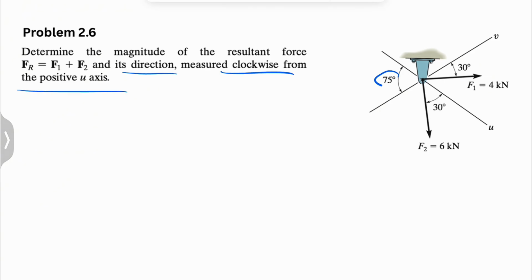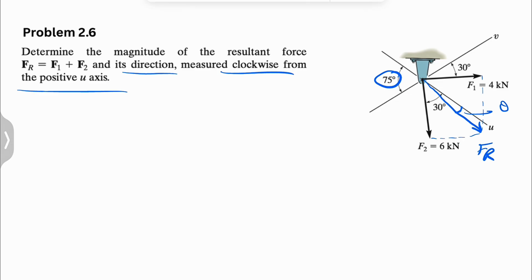The angle between these two axes is 75 degrees, and we are asked to find the resultant, so we're going to use the parallelogram rule to find the resultant, which will be something like this. The question is telling us to call it Fr, so we need to find the direction that this Fr makes clockwise from the u-axis. This is going to be clockwise obviously, and the angle that we are looking for is this angle.